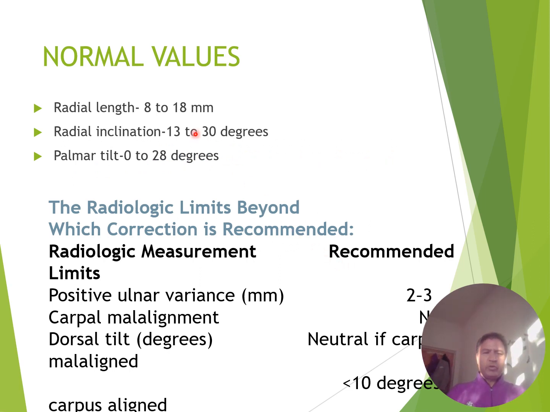So the normal values are: radial length 8 to 18 mm, radial inclination 13 to 30 degrees, and palmar tilt 0 to 28 degrees. The radiological limit beyond which correction is recommended: we have radiological measurement limits. Positive ulnar variance of 2 to 3 mm is recommended. Carpal malalignment, neutral carpal. Dorsal tilt malalignment of less than 10 degrees, carpal aligned.